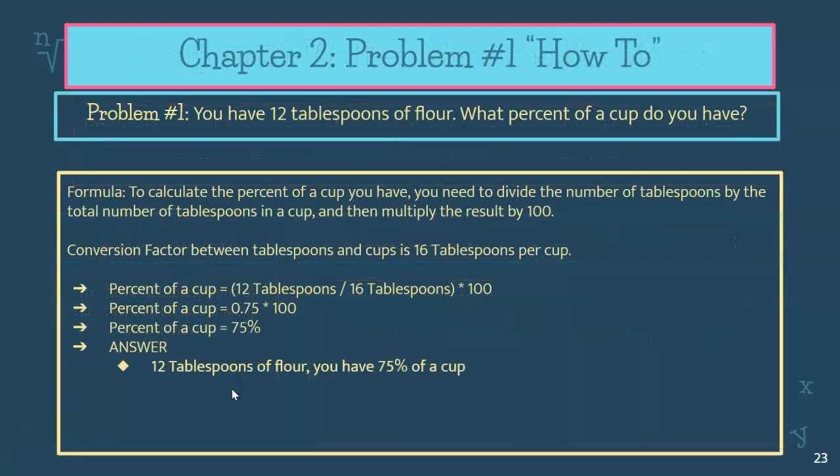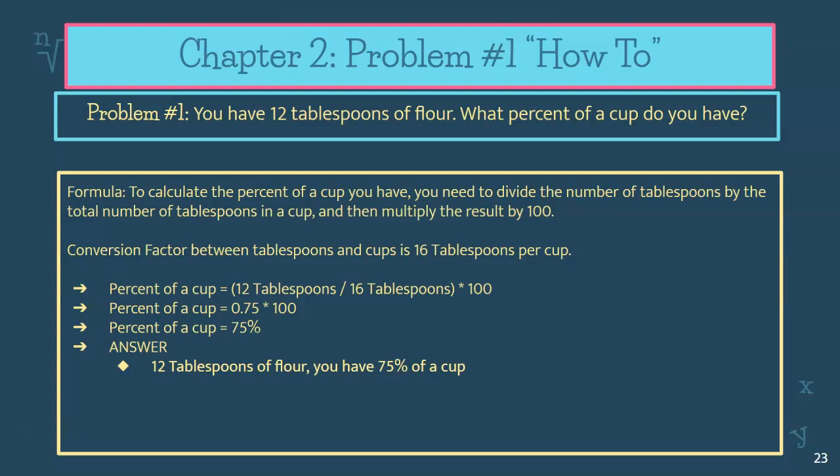So you have 12 tablespoons of flour. What percent of a cup do you have? So in this case, you need to first determine how many tablespoons are in a cup, because that's how you're figuring out the percent of a cup. So to calculate the percent of a cup, you need to divide the number of tablespoons by the total number of tablespoons in a cup.